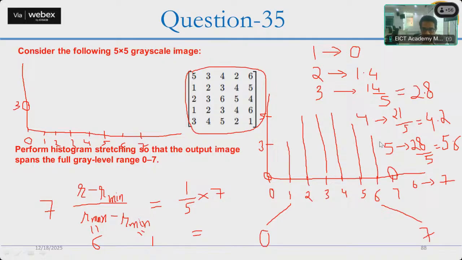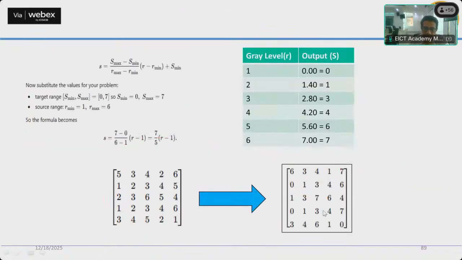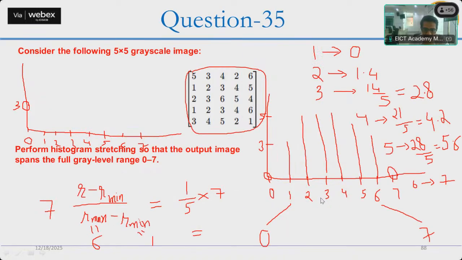5 is replaced by 6, absolutely. 5 is replaced by 6 because it is 5.6. So that we have done here. अब आप देखेंगे, see even you can calculate how many times 7 is coming. 1, 2, 3. So 7 is basically 3 times.